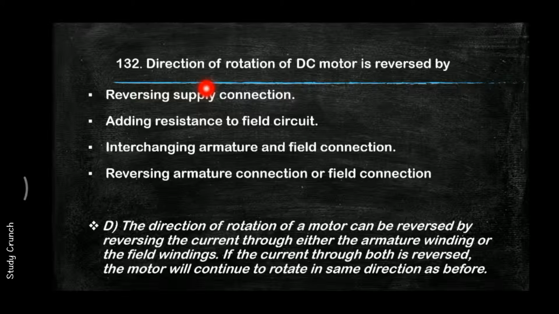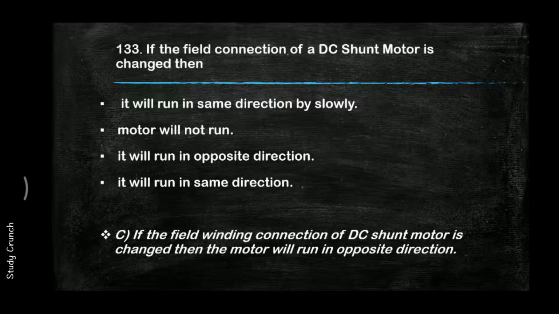Next, the direction of rotation of a DC motor is reversed by reversing the armature connection or field connection. The direction of rotation of the motor can be reversed by reversing either the armature winding or the field winding. If the current through both is reversed, the motor will continue to rotate in the same direction as before. Next, if the field connection of a DC shunt motor is changed, then it will run in the opposite direction.